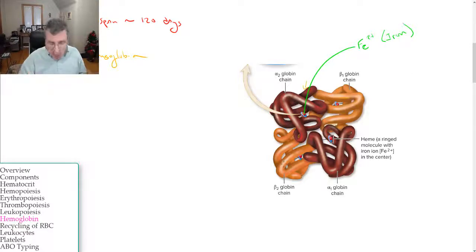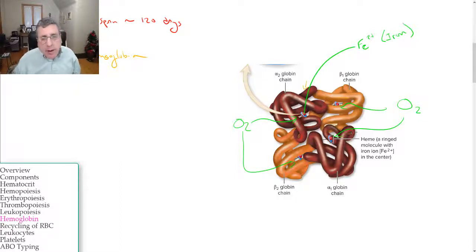You should come up with 4. So you have 1 oxygen here, so oxygen goes to this one, oxygen goes to this one, oxygen goes to this one, and it goes to that one. So each molecule of hemoglobin can accept 4 molecules of oxygen, and they're all weakly bound.